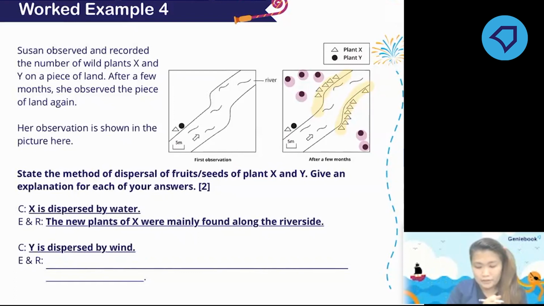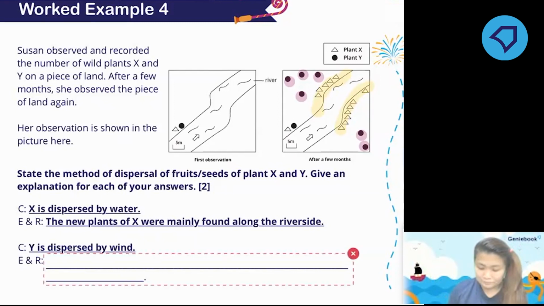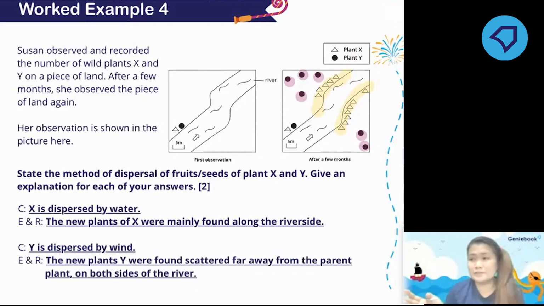Okay, plant Y, you can argue that it's being dispersed by animals, but there's no information about animals on this piece of land. If there's no information about the piece of land, whether animals are there or not, it makes it a little more difficult to pinpoint whether it is by wind or by animals. So it's more likely to be by wind, because wind direction can change at any point of time. That's how the seeds can be dispersed in different directions, because they are found on both sides.